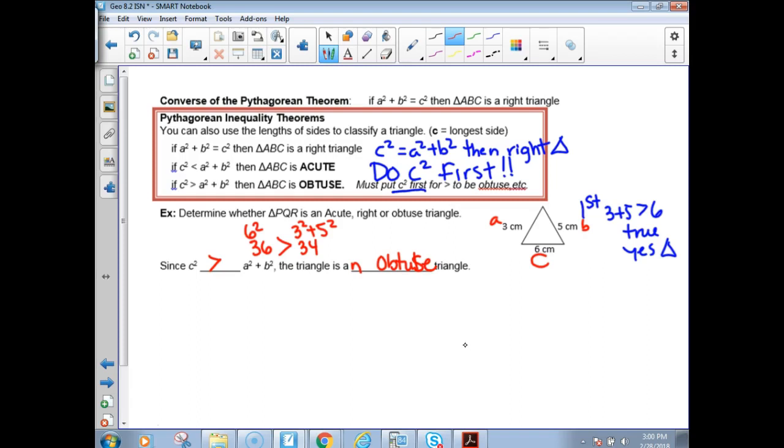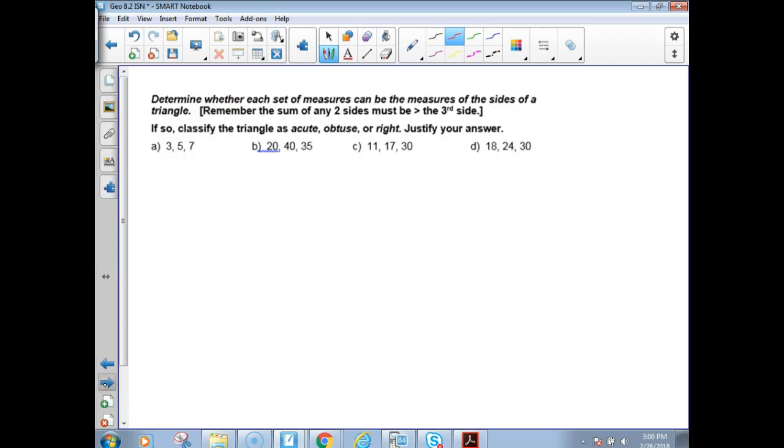That's how this works. We're going to do some more examples now. It says determine whether each set of measures can be the measures of the sides of a triangle. Remember that the sum of any two sides must be bigger than the third. So first, I'm going to have step 1. I need to find out if it's a triangle or not.